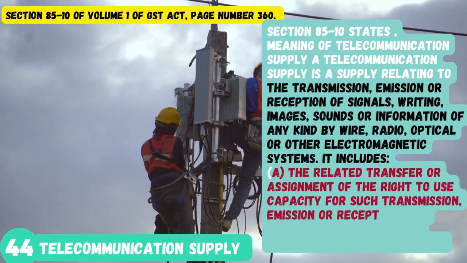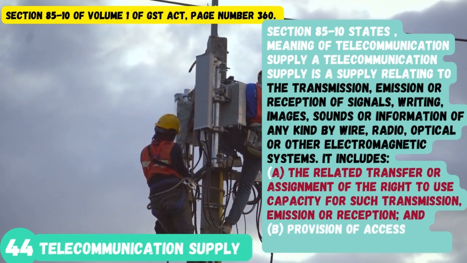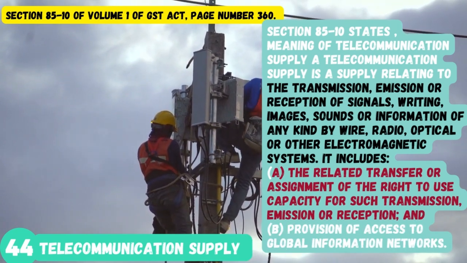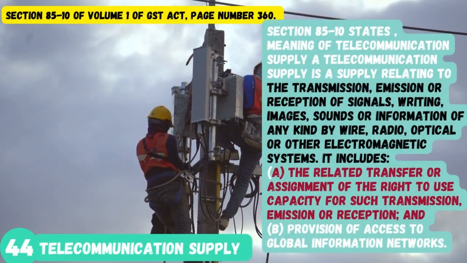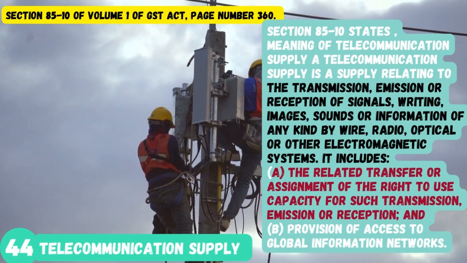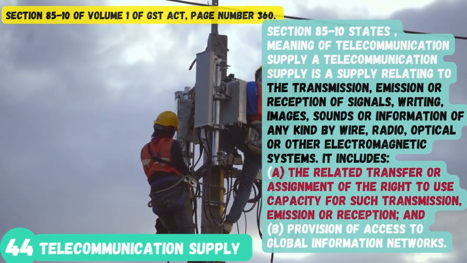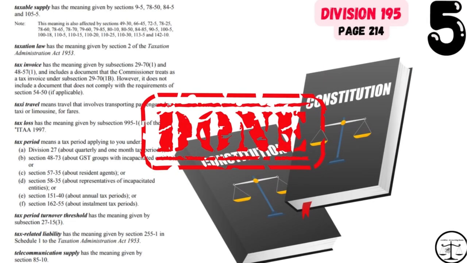It includes A. The related transfer or assignment of the right to use capacity for such transmission, emission or reception, and B. Provision of access to global information networks. That was it for page number 214.